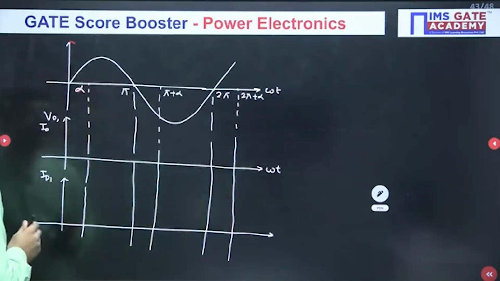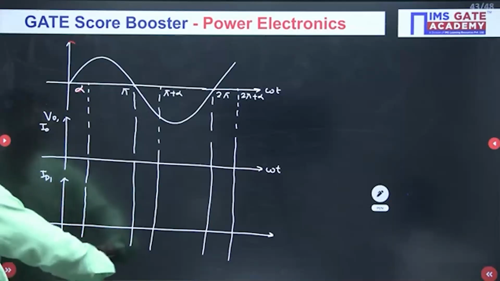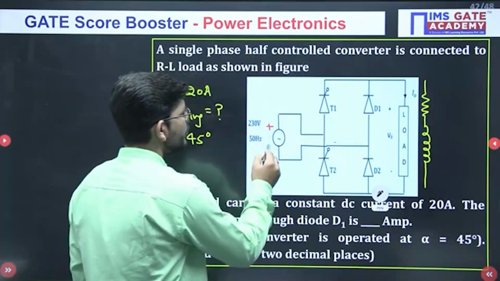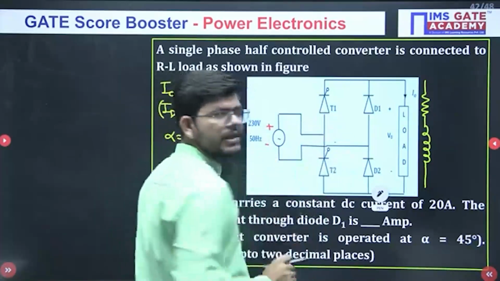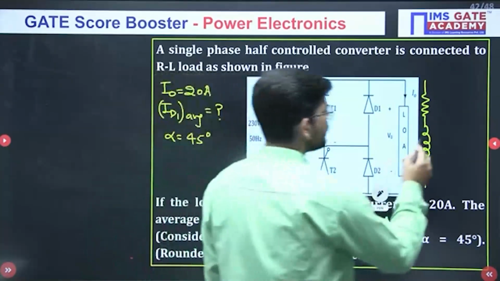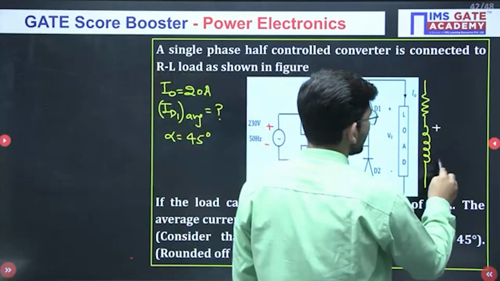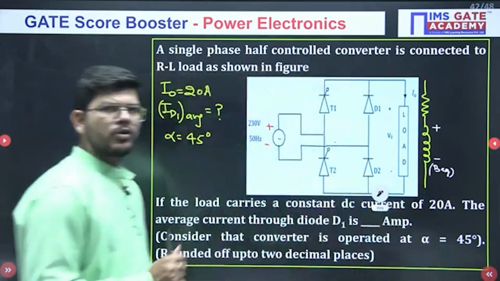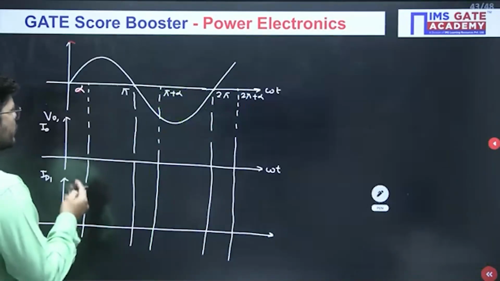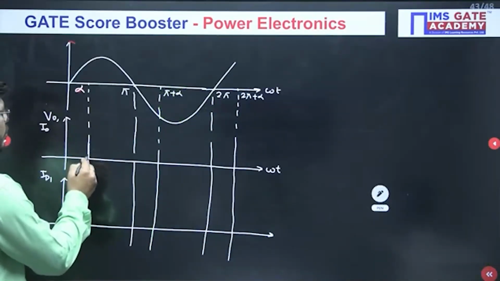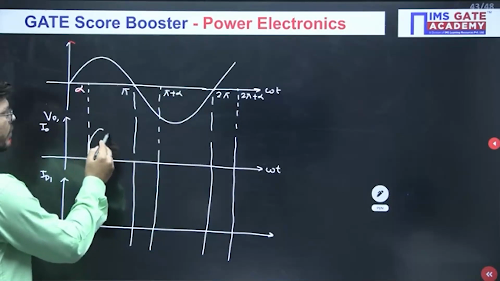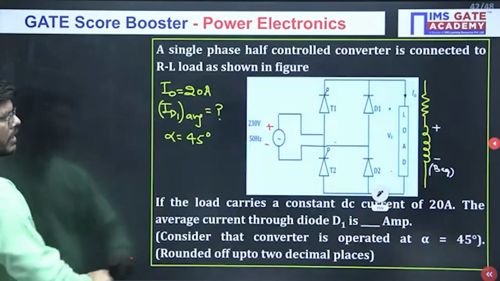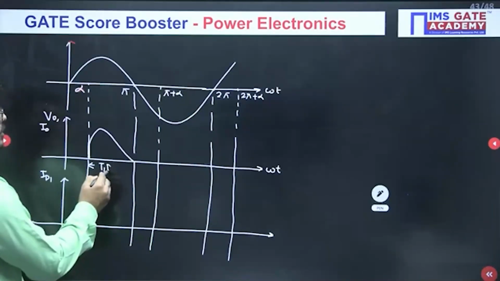Now when we are at the positive cycle, just see. During the positive cycle, T1 and D1 will be forward biased, and the inductor will have a polarity like this at the beginning. It will be storing the energy, and the output will be exactly equal to the input. So the output will follow the input waveform. And who is conducting? T1 and D2, they are conducting.